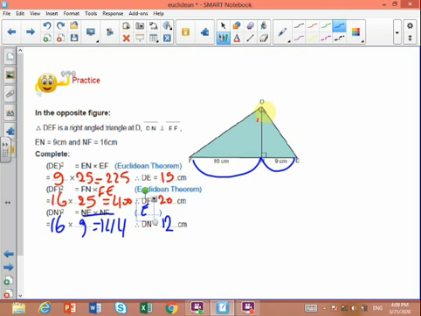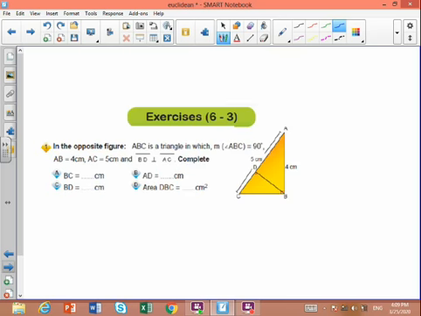Okay, so in this case, you can get DN square by multiplying NE times NF, or by multiplying DE 15 times DF 20 divided by 25. You will have the same result. When you multiply 15 times 20, then divide by 25, you will find it is equal to 12 also. This is an exercise.